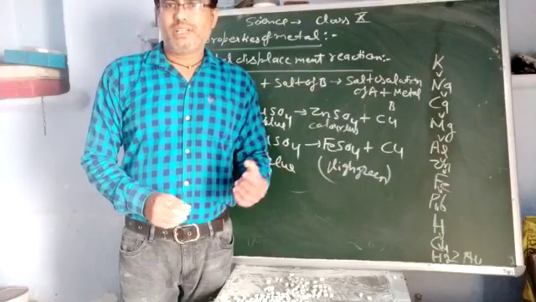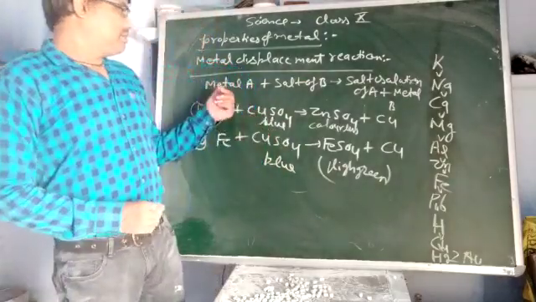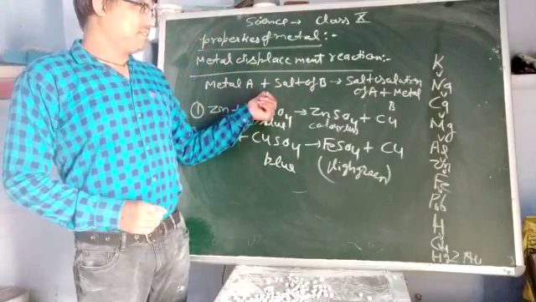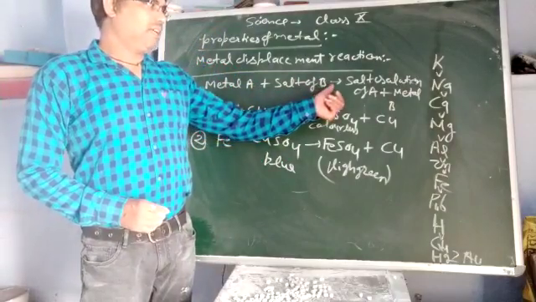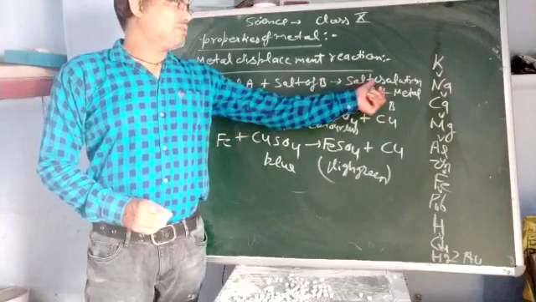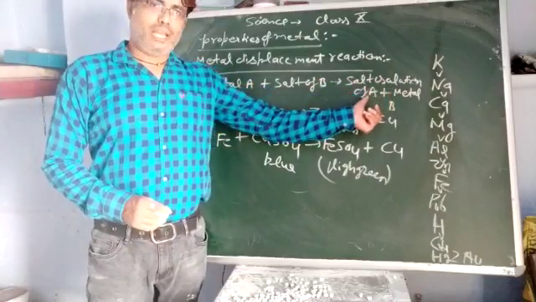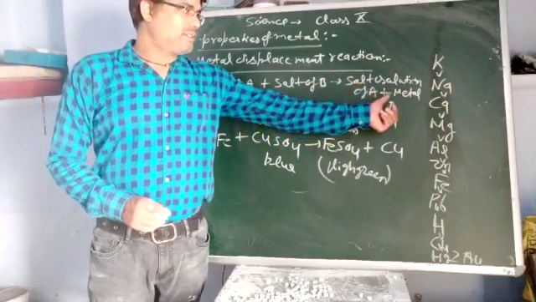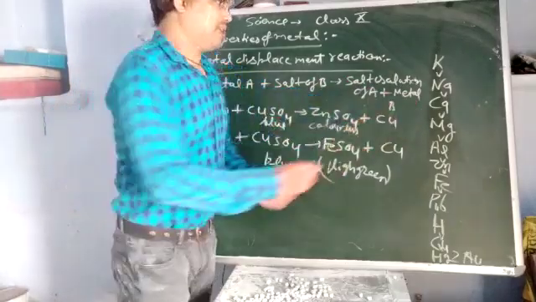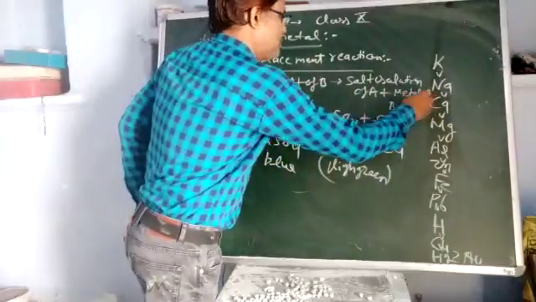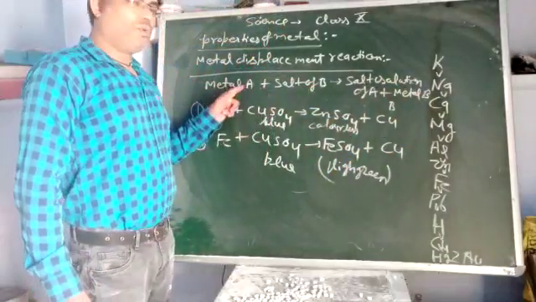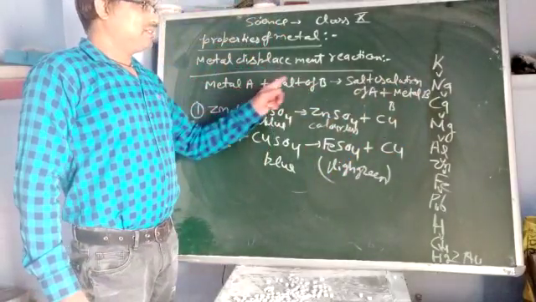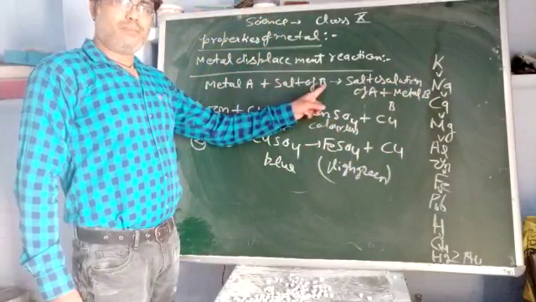So we can represent this reaction as metal A plus salt of metal B gives salt solution of A plus metal B. So in this you can understand that metal A is more reactive than metal B.